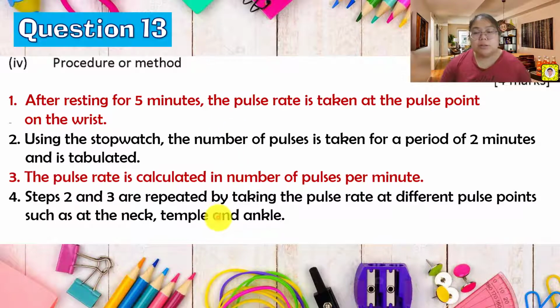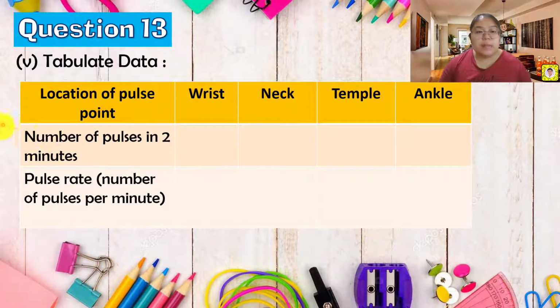After the procedure, sure, tabulate the data. Let's see the table. In the table, we need to mention all the locations, the location of the pulse point you want to check. The first one, you jot down the number of pulses in 2 minutes. After that, you do the calculation for the pulse rate per minute.